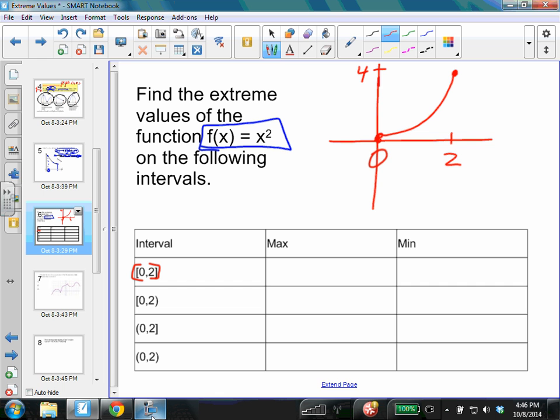So the max in this case, the highest that this graph can get, if we just look at this little piece, remember we're only looking at the little piece from 0 to 2. And so from looking at this little piece from 0 to 2, the highest that thing could ever get is 4. And then when we start talking about the minimum, the lowest that this little piece could ever get is 0.